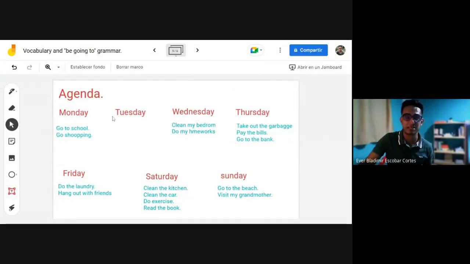Here is the agenda. So this is just an example that the students are going to work on in their books with their classmates and so on. So they need to do an agenda, right? Or activities that they are going to do later on in the same day. So yeah, and then they are going to share, right? Hey, what are you doing on Sunday? Go to the beach, visit my mother or my grandmother, and this is what they are going to do, right?